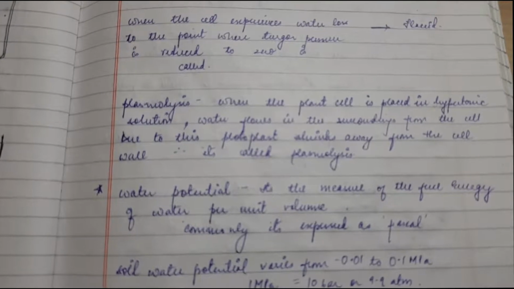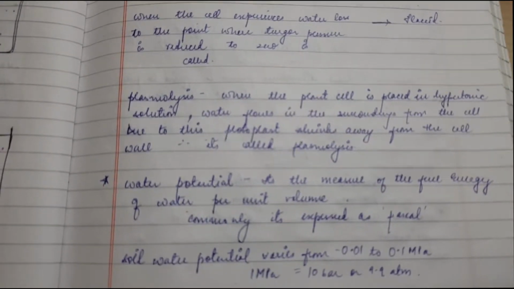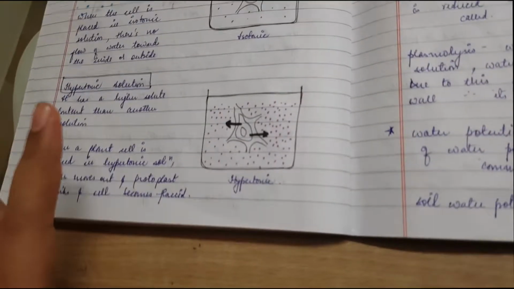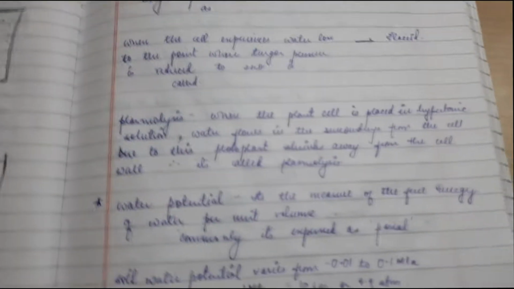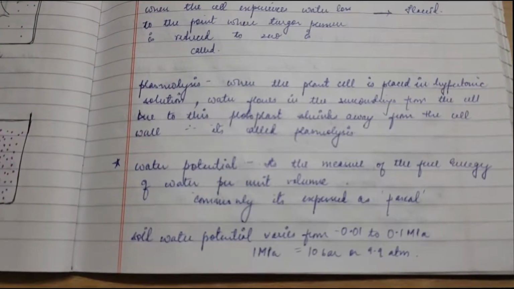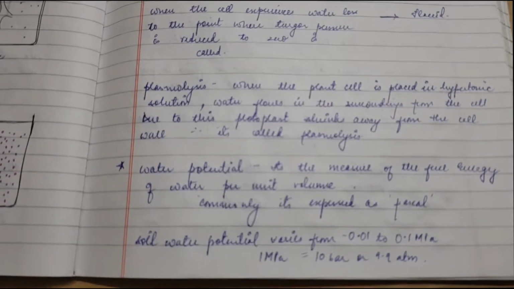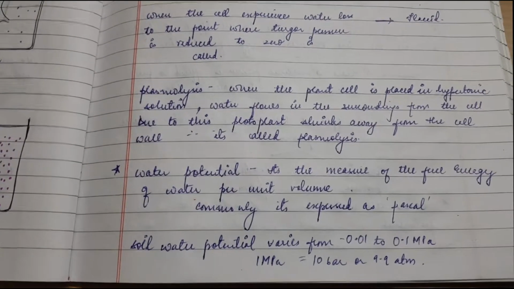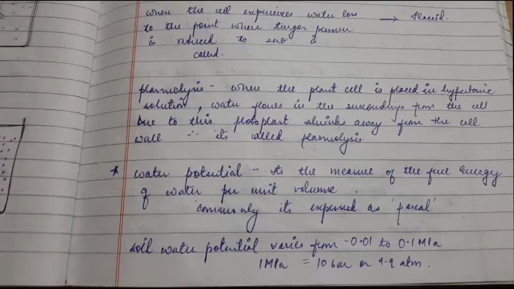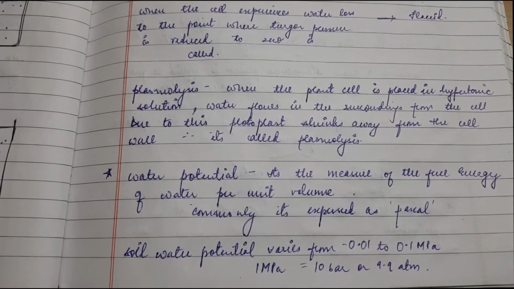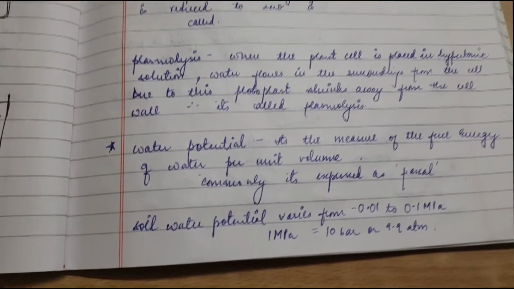अगर हम किसी प्लांट सेल को हाइपरटोनिक सोल्यूशन में रखते हैं, हाइपरटोनिक में हमने पढ़ लिया, ये रहा, this is the hypertonic solution. अगर हम उसमें रखते हैं तो क्या होता है, वाटर सेल से निकल जाता है, ठीक है, और बाहर जाता है सराउंडिंग्स में. So the protoplast shrinks away from the cell wall and it is called plasmolysis. ठीक है, now we move on to water potential.